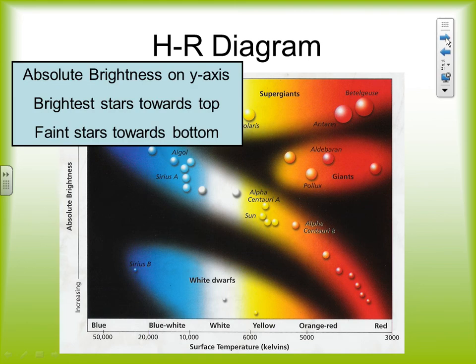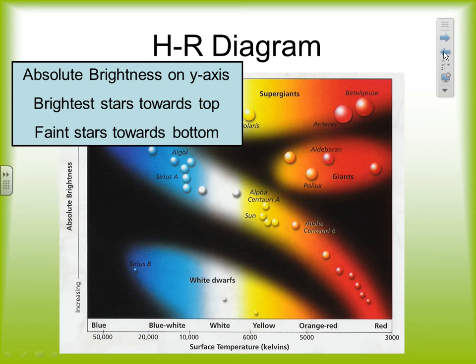The first part we want to look at here, so, absolute brightness on the y-axis. If we look, you can see there on the side, it says increasing from the bottom up. So absolute brightness. Our brightest stars are up on the top, faintest stars are towards the bottom. Now remember, that's not necessarily how they look here on Earth. We're talking about the absolute brightness, which relates to their size. Okay, so your brighter stars are farther towards the top, your fainter stars are towards the bottom.